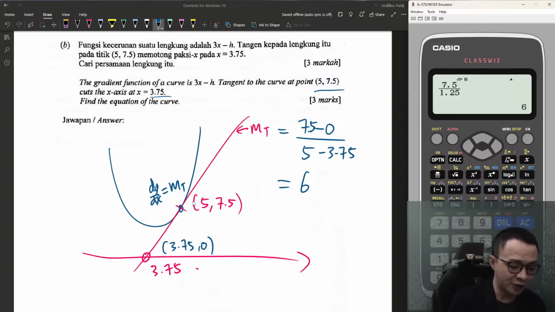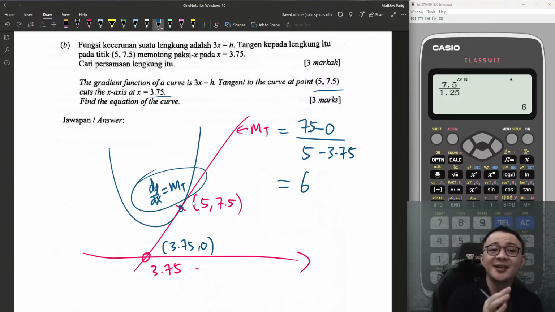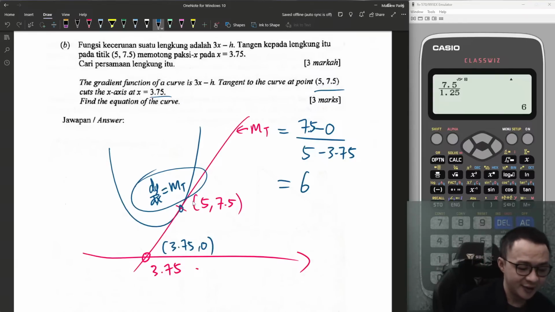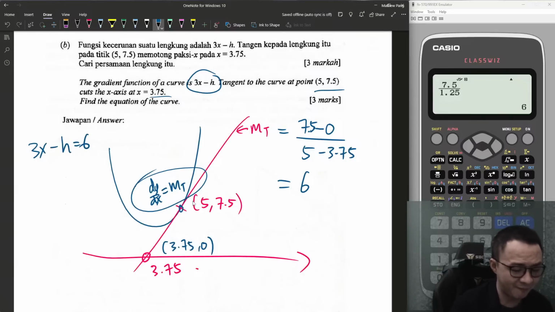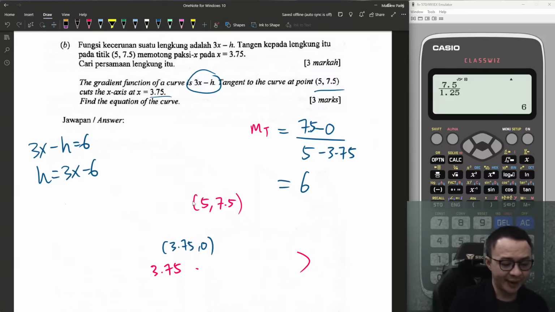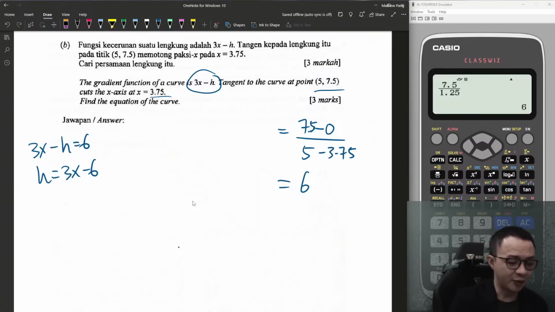So therefore, I know dy/dx will equal 6, isn't it? Since tangent will have the same gradient with the curve at a specific point. So this is the gradient function, dy/dx equals 6. So therefore, I can have an h equation. h should equal 3x minus 6, isn't it? Okay, then I will move on to form the equation of the curve.